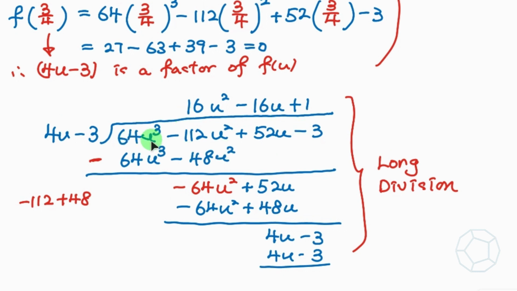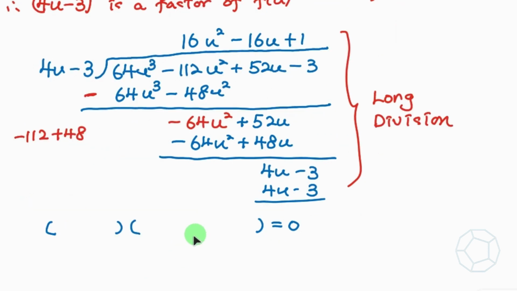In other words, the function is factorized into 4u minus 3 multiplied by this quadratic expression like the following. We'll have a product of two terms. The first term is the divisor, 4u minus 3, and for the second term, it is the quotient, 16u squared minus 16u plus 1. Now we're ready to find the values of u and x in the final part to solve the whole problem.